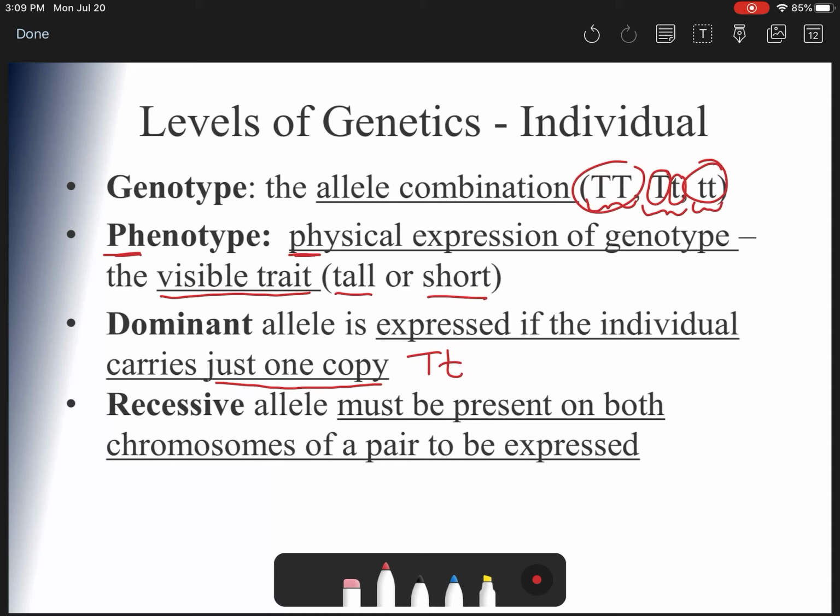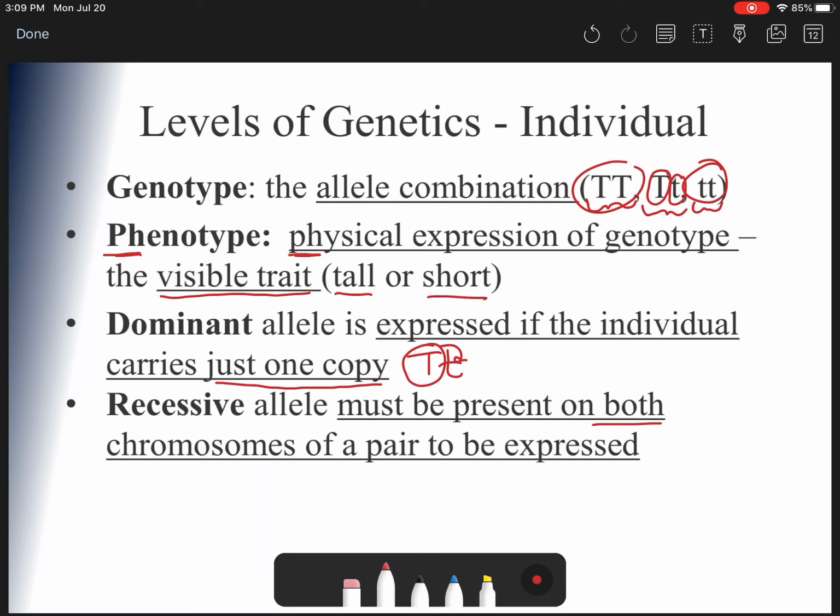So if you're big T, little t, where big T stands for tall and little t stands for short, this dominant allele right here would cover up this one, and therefore that individual would be tall. And so all you need is one copy for it to be expressed.